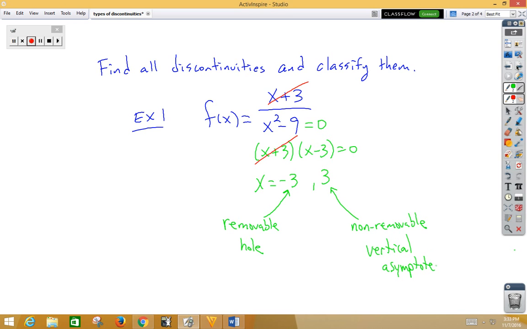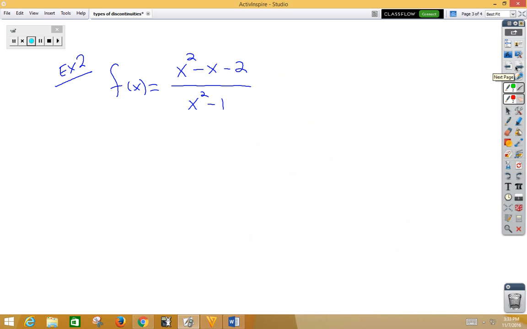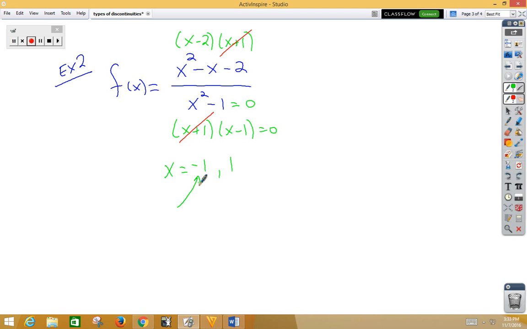Let's do another example. Same directions, and this time when we set the bottom equal to 0, it again factors: (x + 1)(x - 1). So we know we have discontinuities at negative 1 and positive 1. We're not quite sure what kind they are, so we look to the top. The top factors as (x - 2)(x + 1). So we can remove one of those. So the x = negative 1 value, again, is removable, which means there's a hole in the graph.